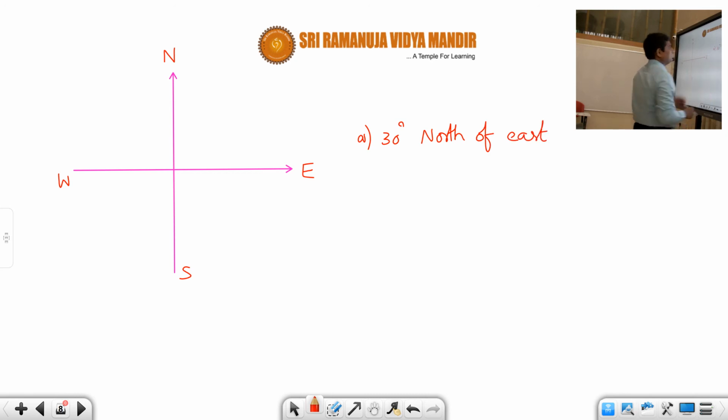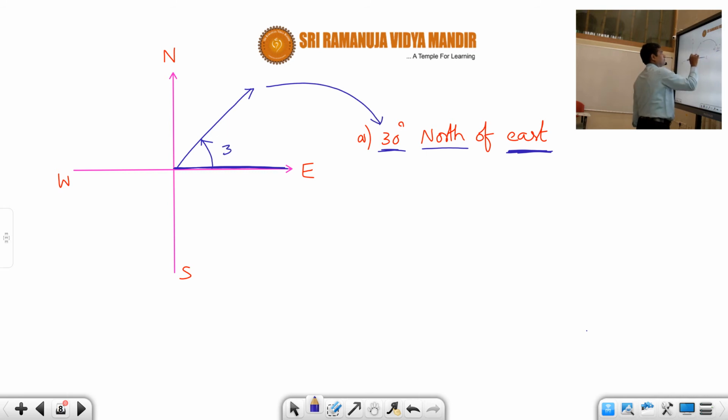Whenever they say 30 degrees north of east, first we should always see the last direction, east. So you have to start from east. North of east, that means first you have to see east. East is this side, students. So from here 30 degrees, towards which side, students? North. So towards north. So this is the vector, students.